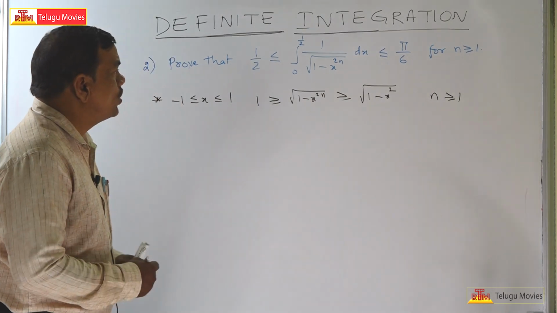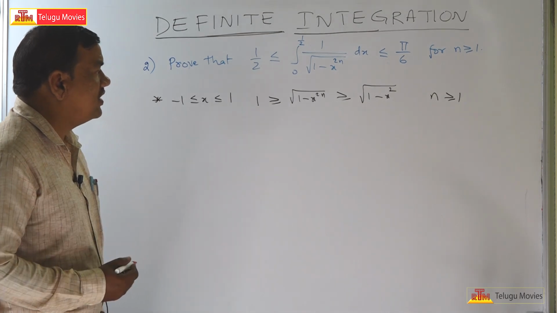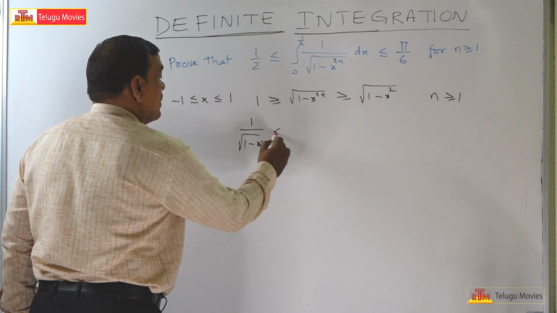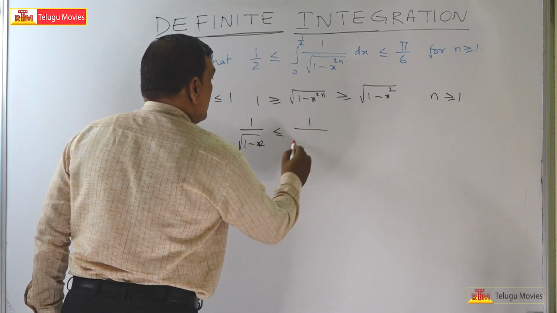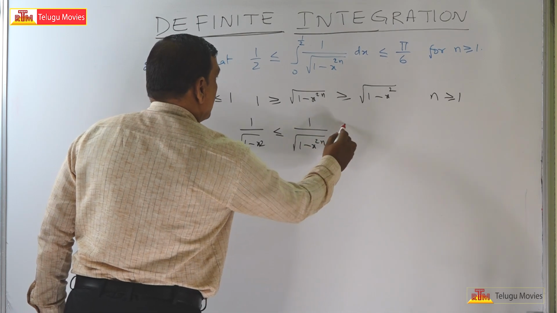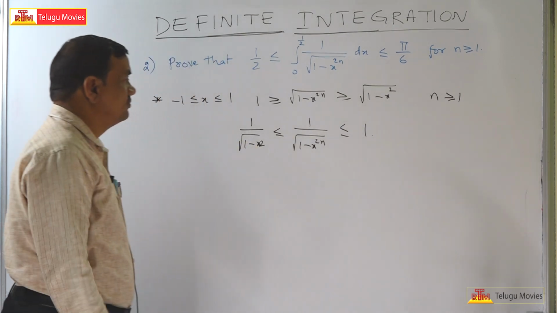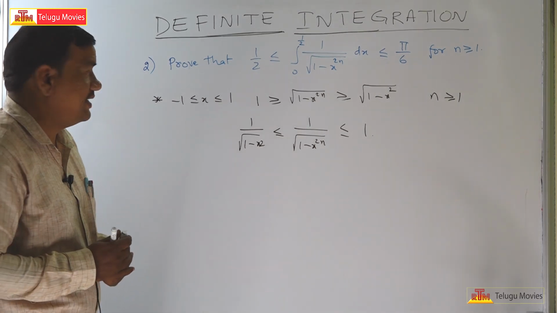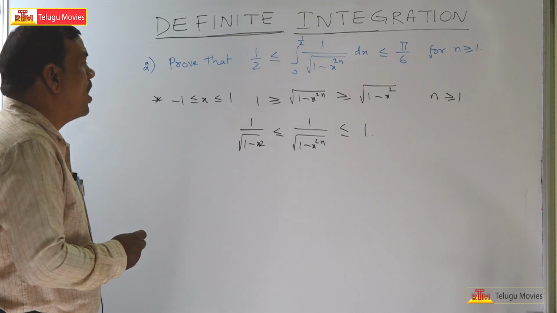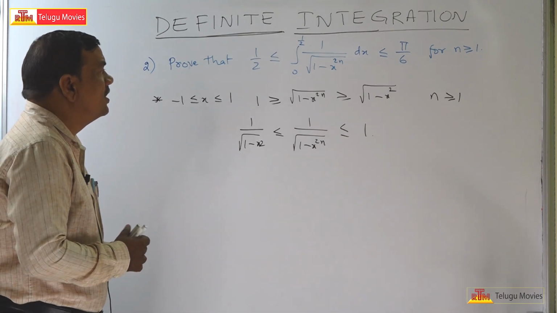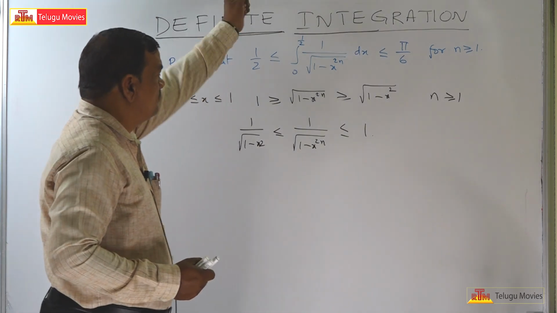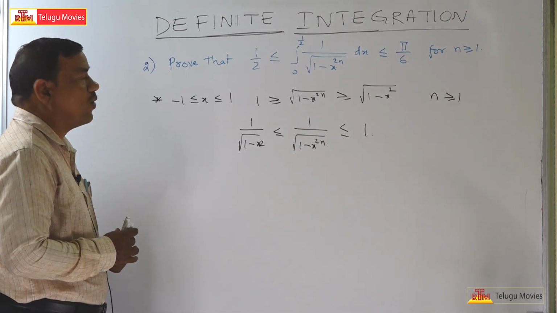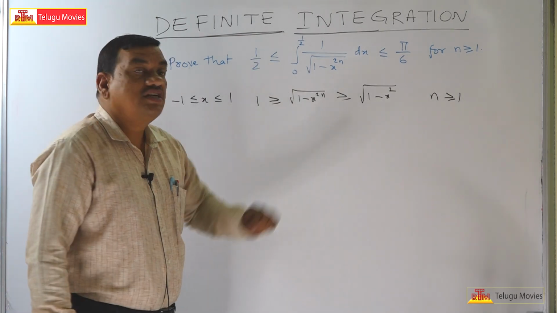Okay now. From this we have the inequality type: 1 by root of 1 minus x square less than or equal to 1 by root of 1 minus x power 2n less than or equal to 1. Understand this? This is the inequality. I have taken the reciprocal. After taking the reciprocals, now see here, from 0 to 1 by 2, let us integrate from 0 to 1 by 2 and see what happens.